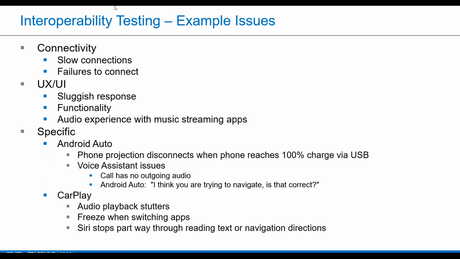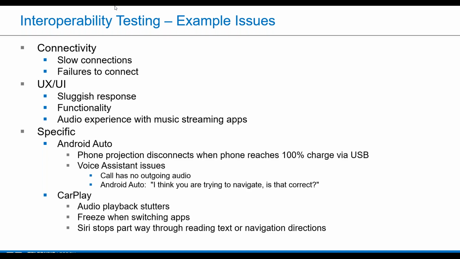So Android Auto, when connecting via USB, the phone is obviously being charged by the USB cable as well. But in some cases, when the phone has become fully charged, so it's at 100%, stopped charging via the USB cable, then the phone projection is disconnected. And then also things like voice assistant issues, so voice activated calls sometimes have had no outgoing audio, so the mic's not working. And then when navigating via voice, getting a response like, "I think you're trying to navigate, is that correct?" Almost like a fall through error state.